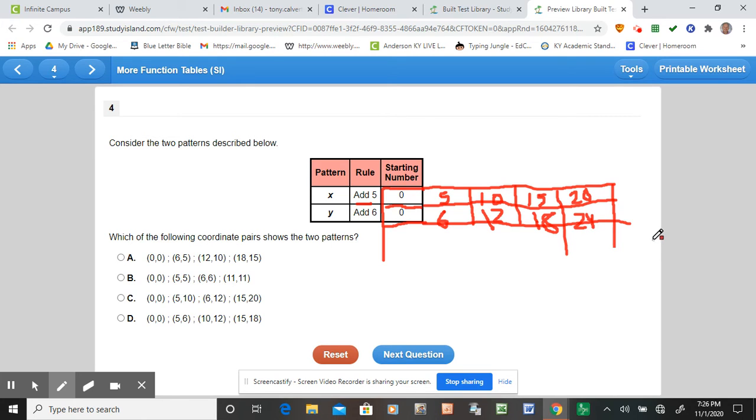Now, do you see this? What we've done is we've created ordered pairs. We have an X and a Y together. The first ordered pair, the first X and Y, is 0 and 0. That is our first ordered pair, 0, 0. And we can put parentheses around it. Do you see any answers that have 0, 0? I see that every single one of them does.